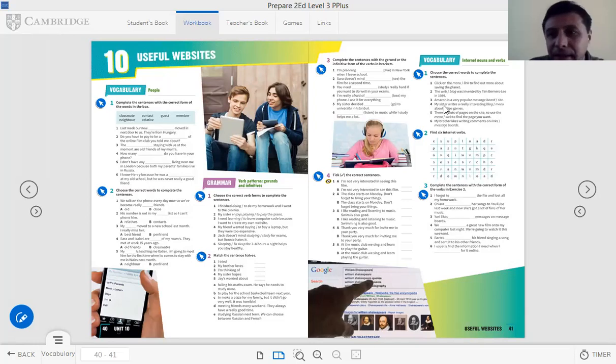Okay, so we have all the students here. Well, most of them. Okay, so let's start today. Well, last Thursday, if you remember, we stopped with this unit of useful websites. Also, we were checking problems with the internet, that we have many problems.